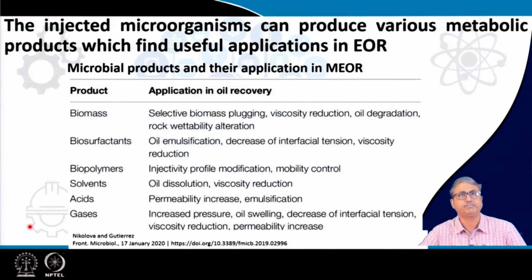Now, the injected microbes can produce various metabolic products which are found to be very useful for the enhanced oil recovery, and these include the biomass itself, because of the selective biomass plugging, viscosity reduction, oil degradation, rock wettability alteration. All these are brought about by this biomass. So, the growing biomass which is produced over there is also responsible for bringing out certain changes which are desirable for the oil recovery.